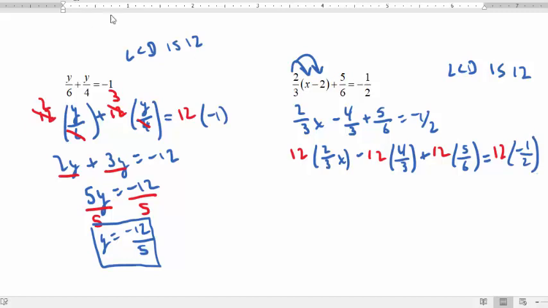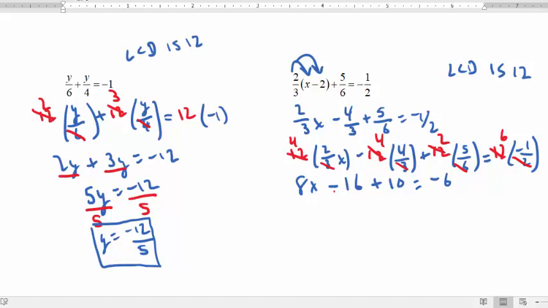But what's going to happen is all this cross canceling is going to get rid of these denominators. So 12 over 3 leaves me with 4. And then 4 times 2x is 8x. 12 divided by 3 is 4. And then 4 times 4 is 16. 12 over 6 is 2. And then 2 times 5 is 10. And then 12 over 2 is 6. And then 6 times negative 1 is negative 6.